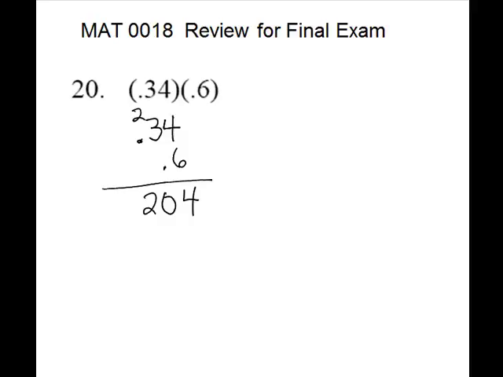And count in your total digits after the decimal. We have 1, 2, 3. That's what you need in your answer. So we start at the end and go in 1, 2, 3. And that's where we place our decimal. Sometimes you will see them put a 0 on the left of the decimal. Mathematically, it doesn't really matter, but some of the science classes are a little picky about it, so you can put it. We didn't have any negatives, so we don't have to worry about that.